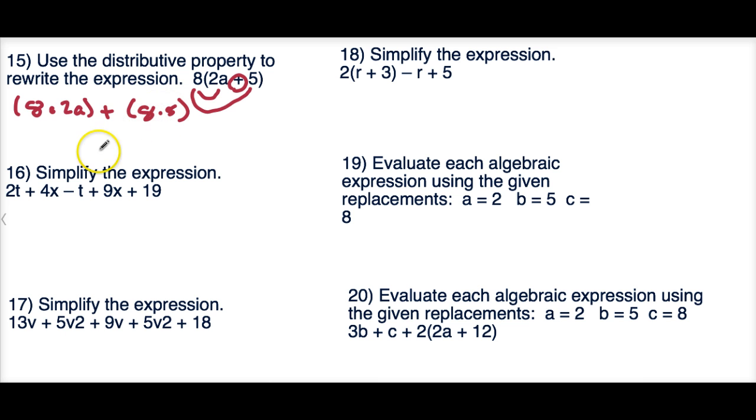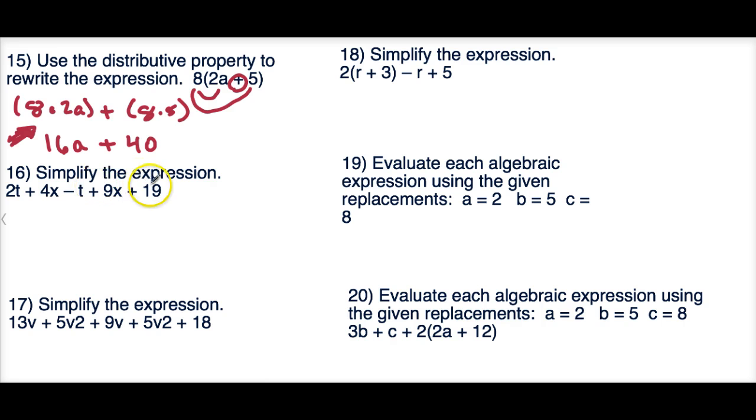If you took it further to solve it, it would have been 16a plus 40. But since I said just rewrite the expression, all you had to do is this part here. You didn't have to simplify it, but you could if you want to.